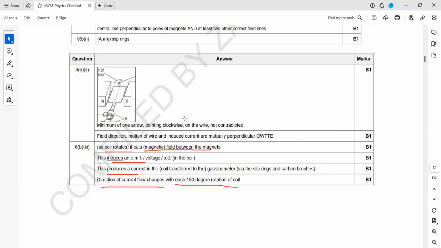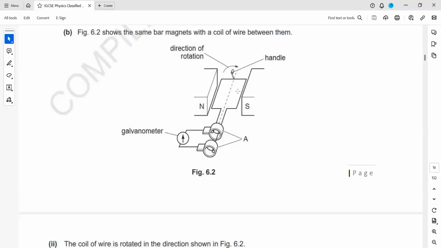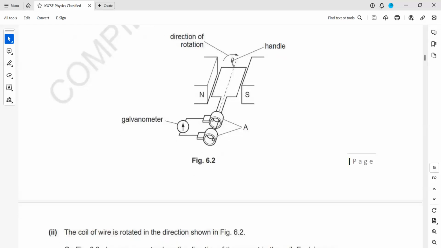So the points: the coil is rotating. This is also the working of an AC generator. The coil is rotating, there is a change in the magnetic field, and the change in magnetic field induces EMF. The direction of induced EMF changes after every 180-degree rotation. And the current which is produced is transferred using the slip rings and carbon brushes to the galvanometer. Mention that point also, because usually for this question they give marks for the points that when the coil is horizontal, the induced EMF is maximum, and when the coil is vertical, the induced EMF is minimum.